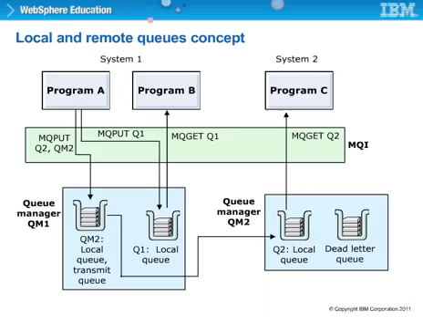Program B on QM1 issues an MQGET call to retrieve a message from Q1. Program C issues a similar MQGET to get a message from Q2. It's important to note that Program A was able to send messages to both local queues on the same queue manager as the program, and to remote queues on other queue managers. But WebSphere MQ programs can only read messages on local queues. There is no remote MQGET in WebSphere MQ.